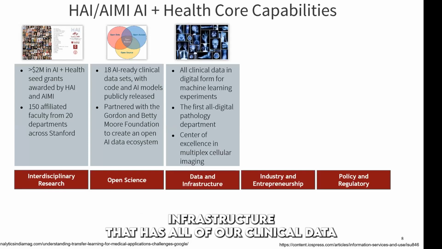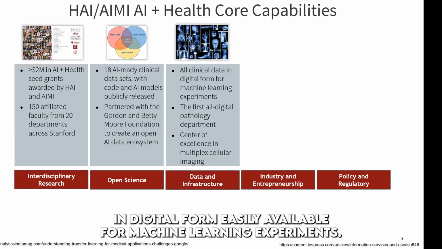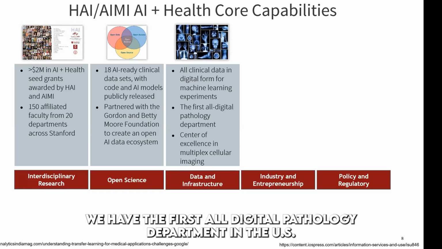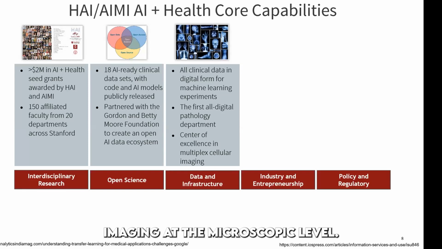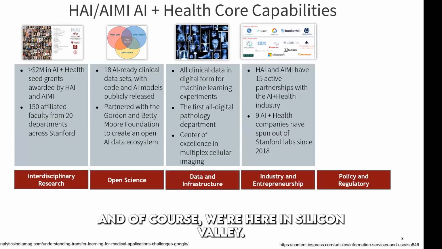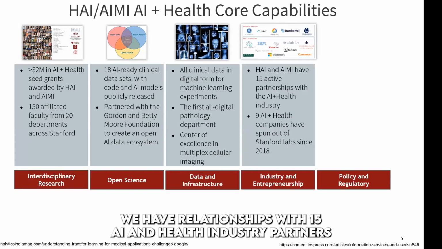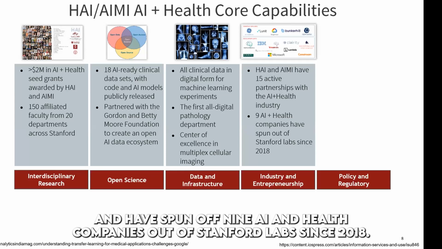We have the infrastructure that has all of our clinical data in digital form, easily available for machine learning experiments. We have the first all-digital pathology department in the US and have a center of excellence in the multiplex cellular imaging at the microscopic level. And of course, we're here in Silicon Valley. We have relationships with 15 AI and health industry partners and have spun off 9 AI and health companies out of Stanford Labs since 2018.